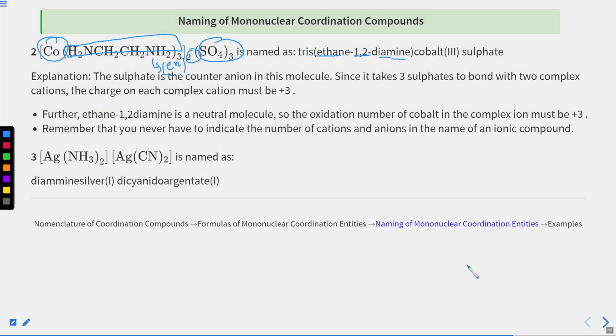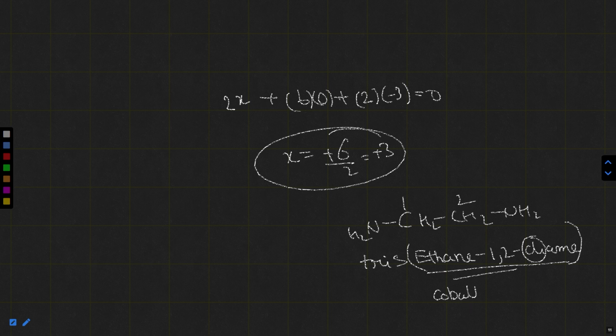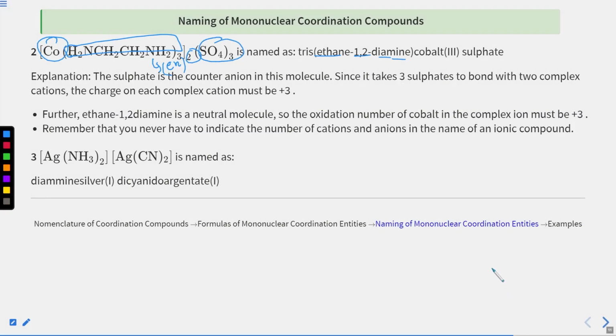and the metal ion that is present is cobalt. Cobalt has an oxidation state of +3. Then we have sulfate at last. Clear? So this is the name of this. The same thing is written here. The sulfate is the counter ion in this molecule.